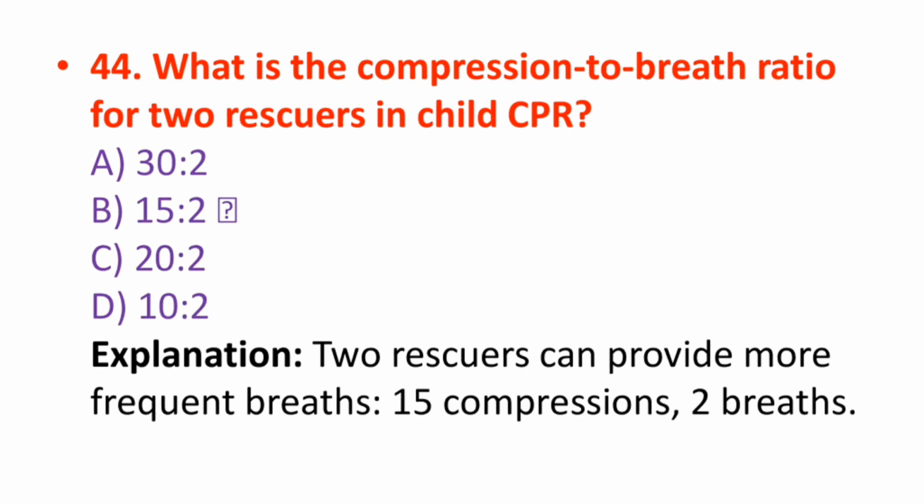What is the compression to breath ratio for 2 rescuers in child CPR? Option A, 30 to 2. Option B, 15 to 2. Option C, 20 to 2. Option D, 10 to 2. The correct answer is option B, 15 to 2. Two rescuers can provide more frequent breaths: 15 compressions, 2 breaths.